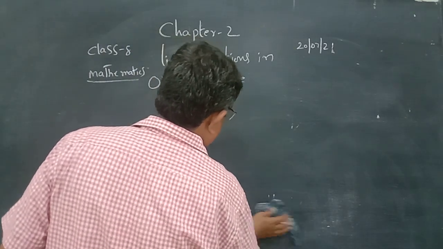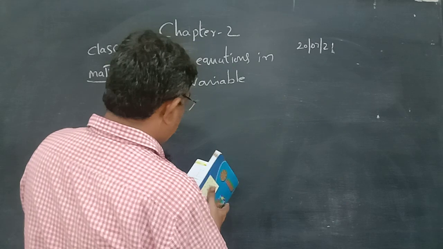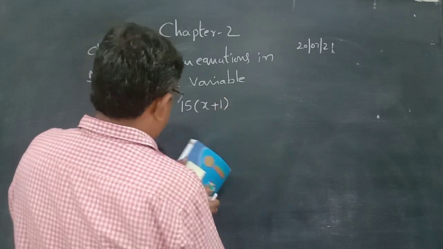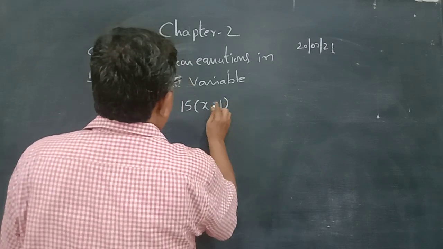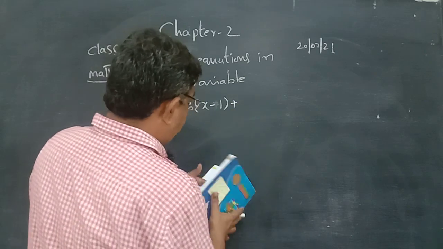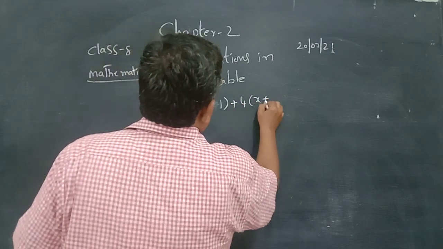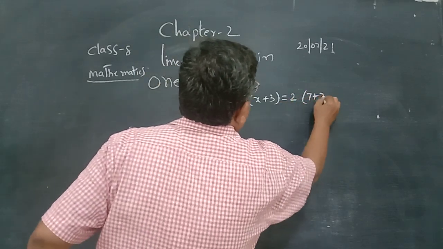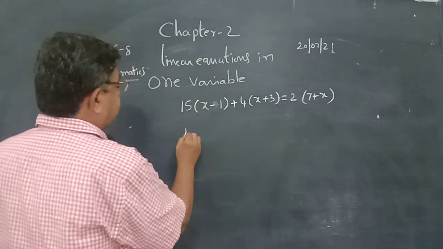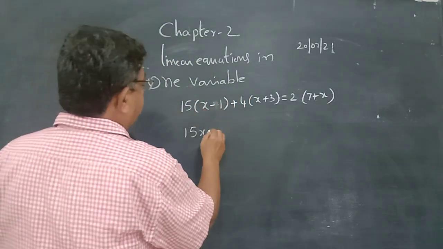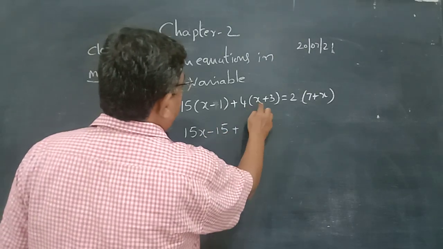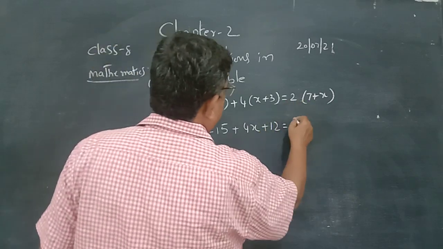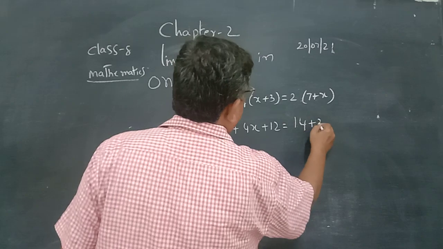Next, 15 into x minus 1, sorry, plus 4 into x plus 3 is equal to 2 into 7 plus x. 15 into x, 15x, 15 into minus 1, minus 15, plus 4 into x, 4x, 4 into 3, 12, 2 into 7, 14, 2 into x, 2x.